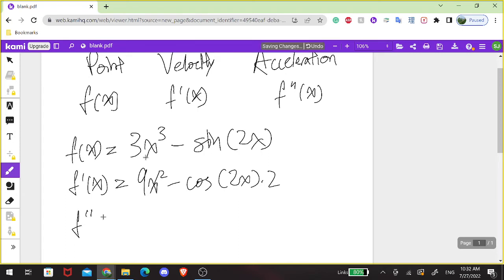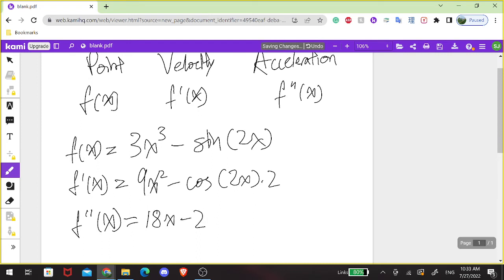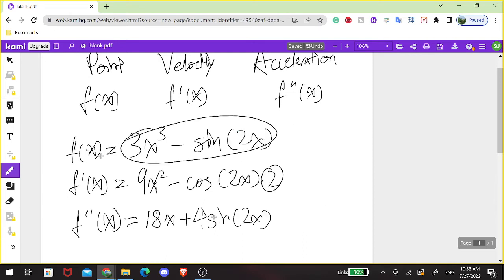Okay? Now, what's the acceleration at any given point? The acceleration is f double prime of x, so we take the derivative of f prime of x. Using the power rule, this is going to be 18x. Now, we keep the coefficient the same, so let's put this 2 in front as the coefficient. The derivative of cosine is negative sine, but because we have a negative in front already, it becomes positive sine of 2x. And then we've got the chain rule again, so multiply by the derivative of 2x, which is 2, so I'm going to change this into 4. So that's the acceleration of our function.